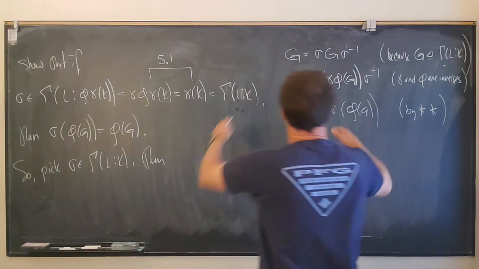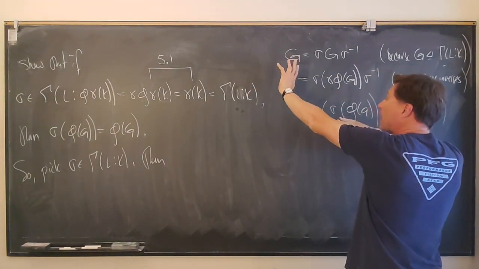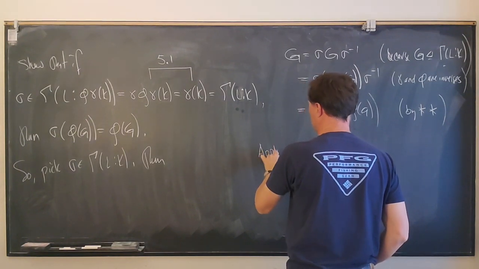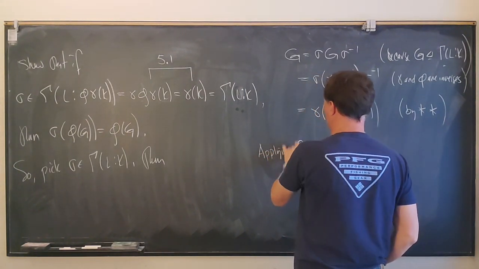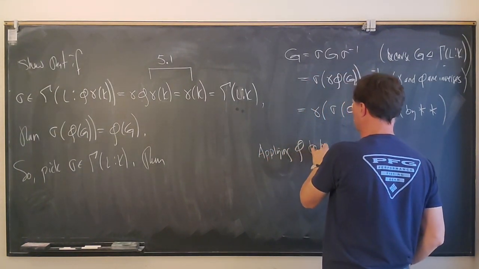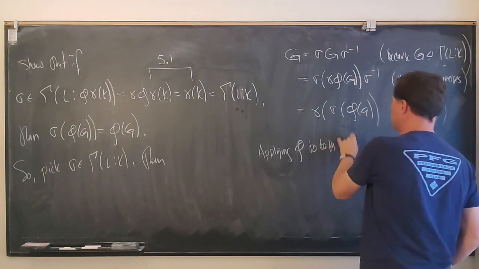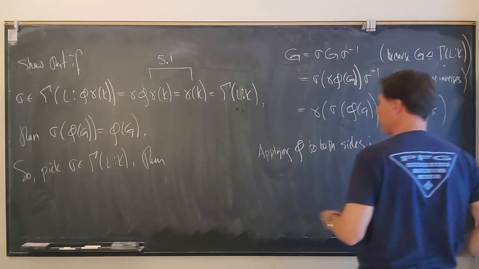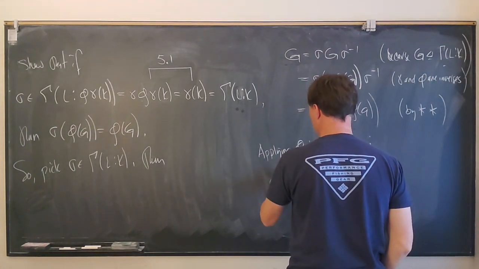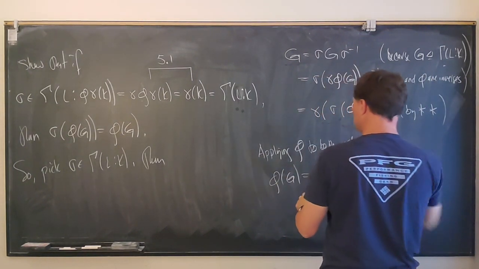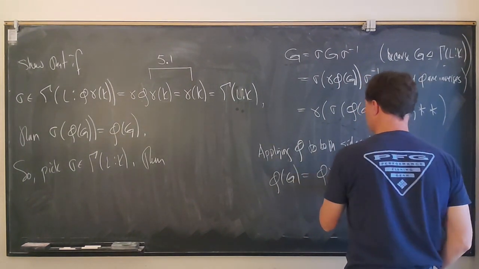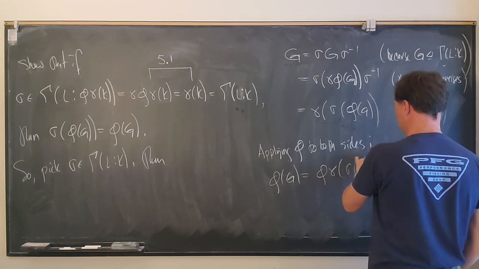Okay, so I have this equation now, and what I'm going to do is apply phi to both sides. So applying phi to both sides, front side, back side, what we have is phi of G is equal to phi gamma sigma phi of G.